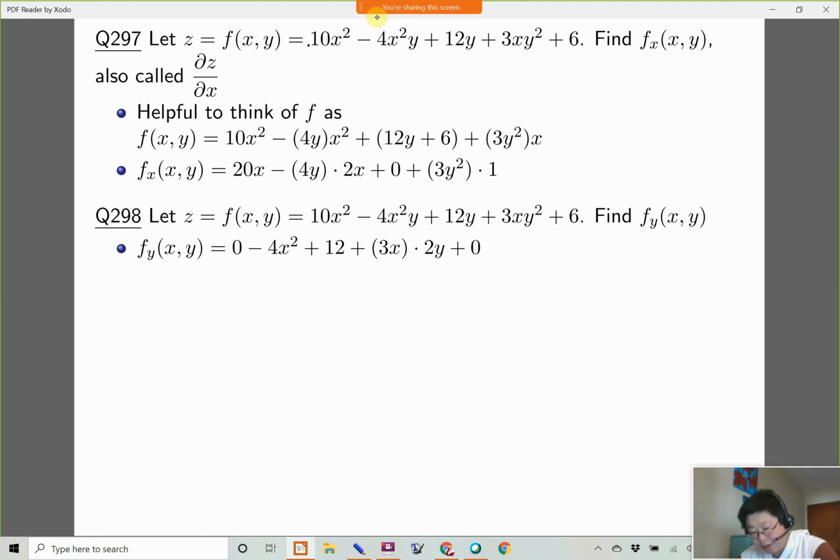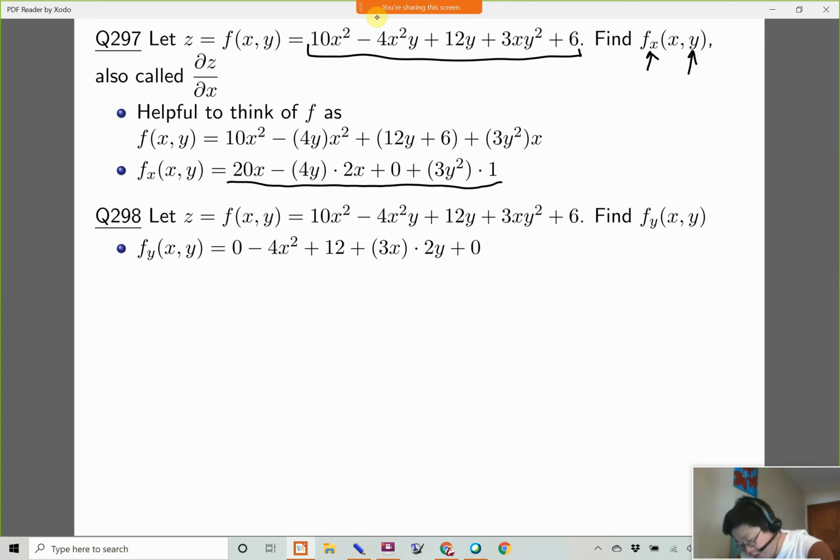So maybe all this marking makes it a little harder to read. We took the same function as in the previous question. If we treat x as a variable and treat y like a constant and differentiate, you get this. If you treat y like the variable and treat x as if it were a constant, then the derivative would be that.